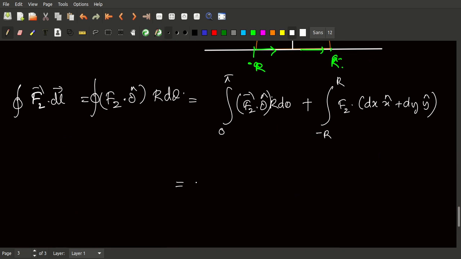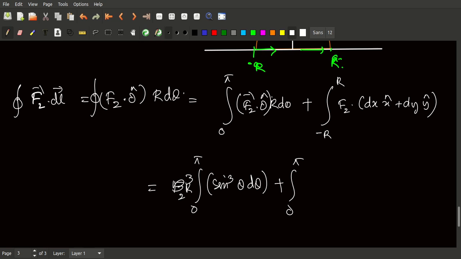So this is equal to integral 0 to pi sin cube theta d theta, plus integral 0 to pi, and there is a global b2 into r cube, that part is there, which we should not forget, sin cube theta d theta into cos cube theta d theta, this part is also there.